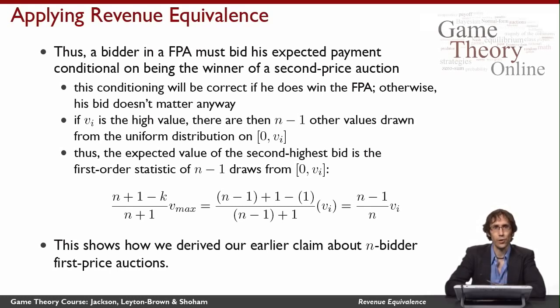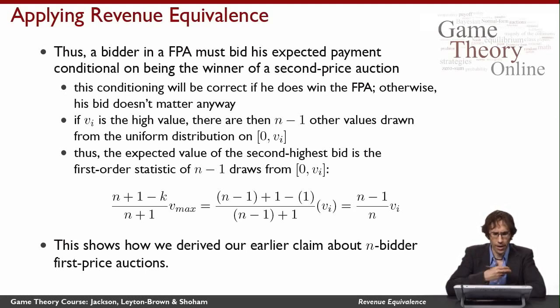So then I conclude that a bidder in a first price auction is going to have to pay on expectation the same amount as the same bidder would pay on expectation in a second price auction. And because only the winner has to pay anything in a first price auction, that means everyone should bid their expected payment conditional on being the winner of a second price auction. So each bidder in a first price auction should imagine that they're the highest bidder and then bid the expected second highest bid conditional on their value being the highest sample from the distribution.